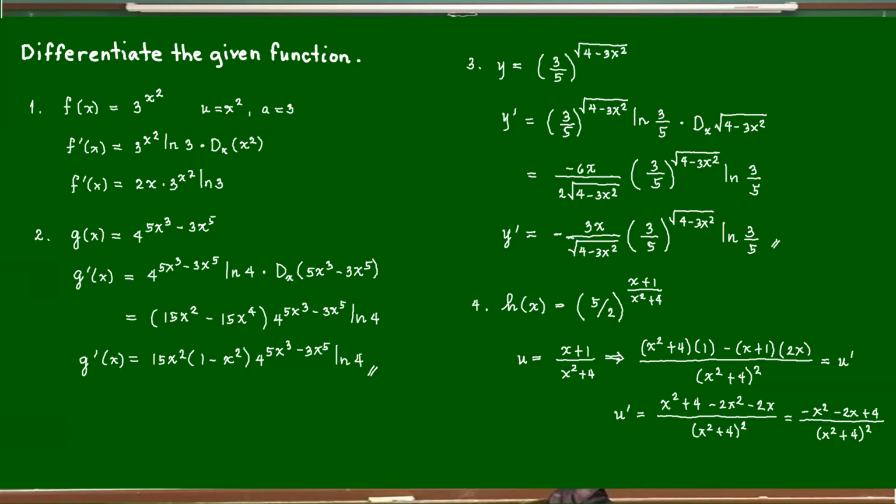So let's now differentiate h. What's the derivative of h? So we copy the exponential function. Okay? Hence, the derivative of h, so that is h prime of x, is equal to 5 over 2 raised to x plus 1 all over x squared plus 4, multiplied by ln of the base. The base is 5 over 2, right? And then times the derivative with respect to x of x plus 1 all over x squared plus 4.